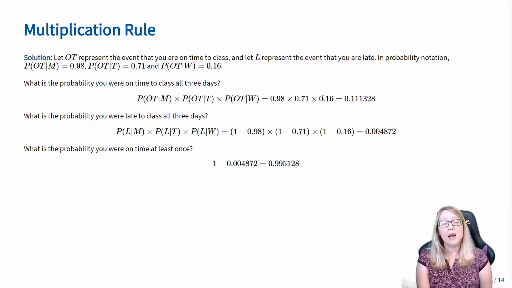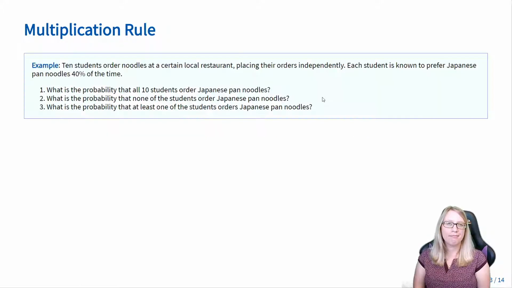To find the probability that we're going to be on time at least once, we'll use the complement rule again. So the probability that we're on time at least once should be 1 minus the probability that we're late all 3 days, because we're either late all 3 of the days or we're on time at least one of them. So there's a 99.5% probability that we'll make it to class on time at least one of the days.